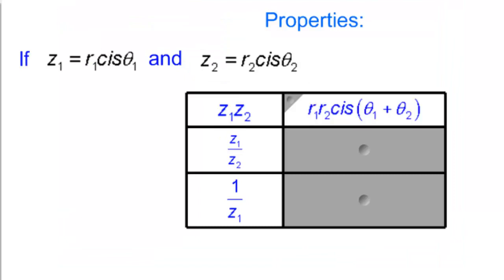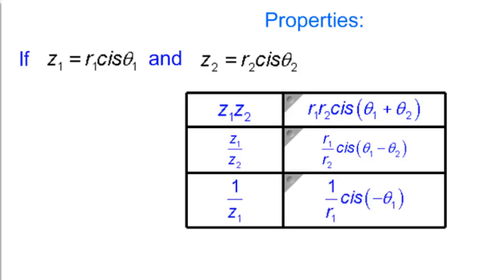So we have that pattern. Turns out we have patterns for division and for finding the reciprocal as well. For division, the same thing happens, except now I divide my first r value by the second, and I subtract my second theta value from the first. The reciprocal also has an easy formula. Our answer, if we want to take the reciprocal of a complex number, is simply 1 over the modulus cis of the negative original angle.